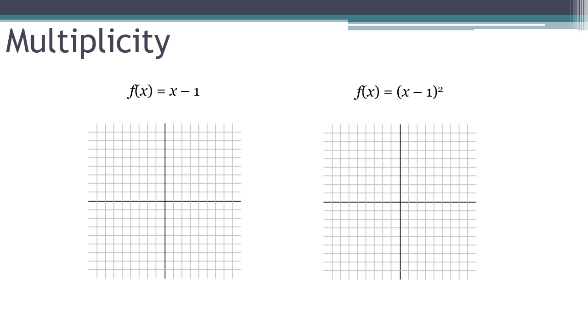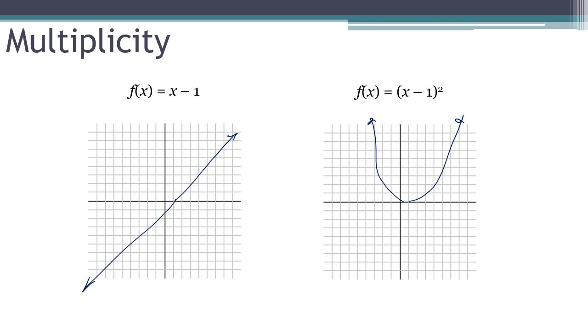So what I've got here are two very similar polynomials. The first one is a linear equation. The second one is a quadratic. And what they have in common is that they both have an x-intercept at 1. So the linear equation looks like this, and our quadratic equation looks like this. You notice their behaviors at that intercept are very different.